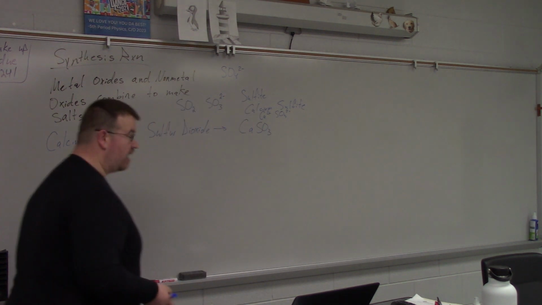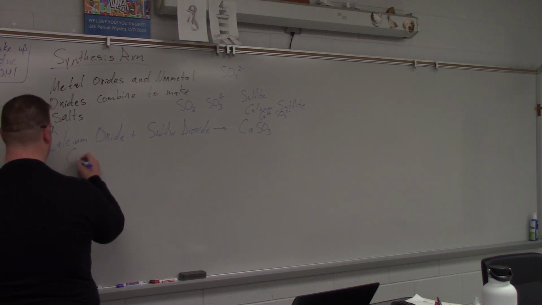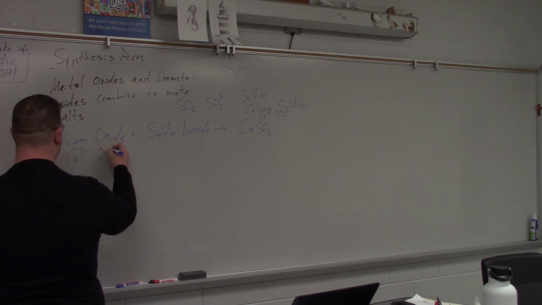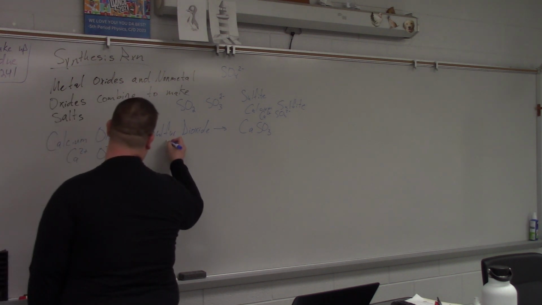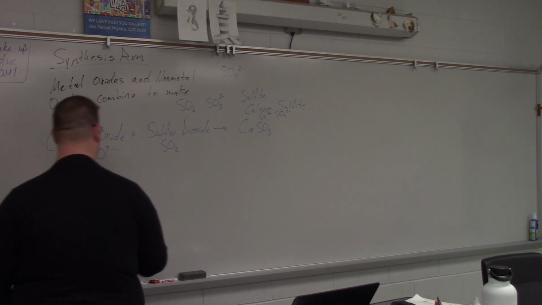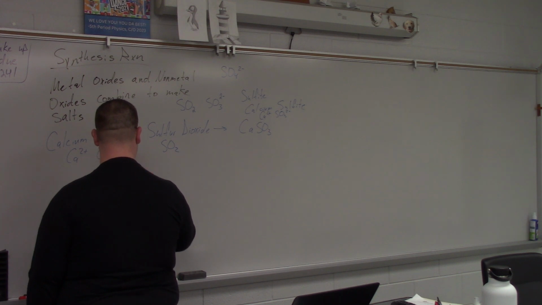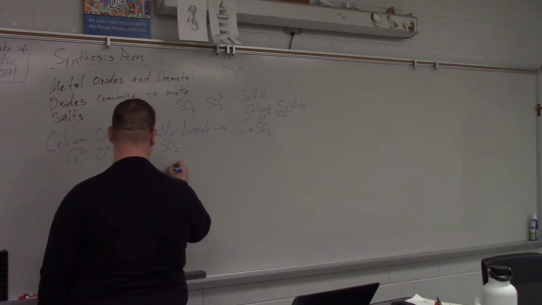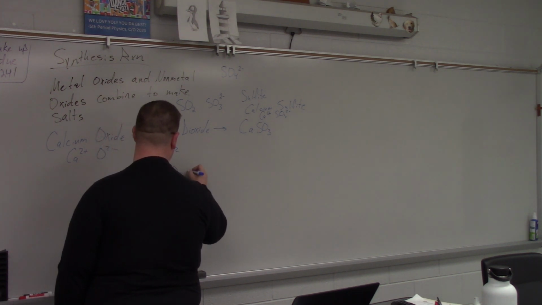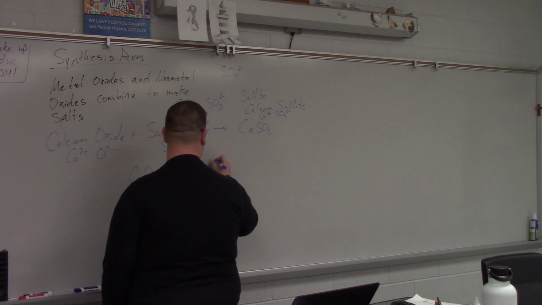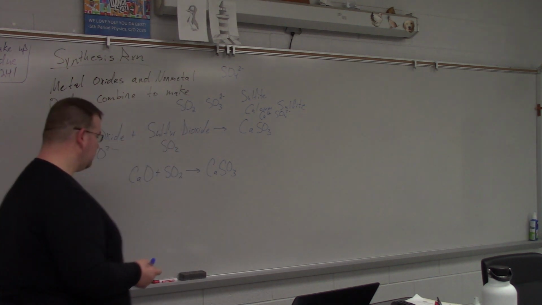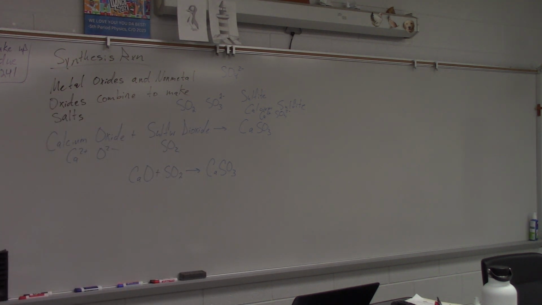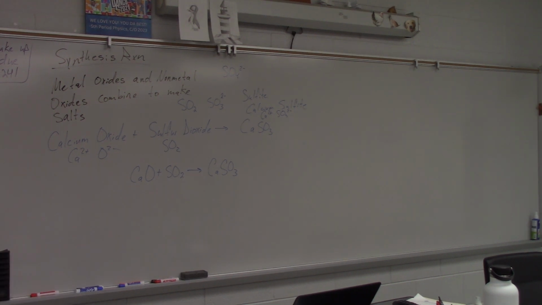Now we just gotta finish writing everything out. Calcium is 2 plus, oxide is 2 negative. Sulfur dioxide spells it out for us, SO2. So what we have is CaO plus SO2 reacts and yields calcium sulfite. And you go ahead and check it, and it is balanced.